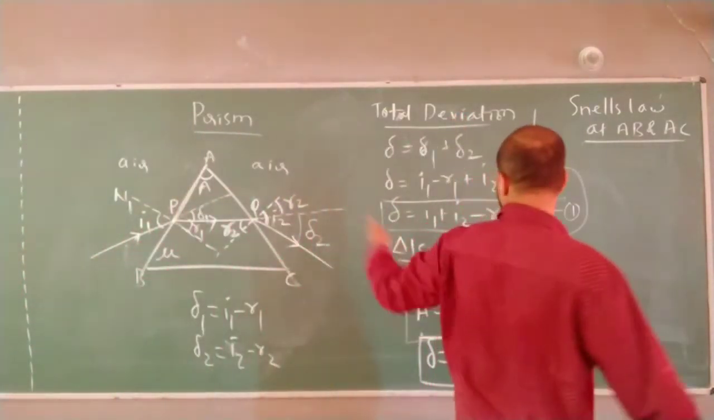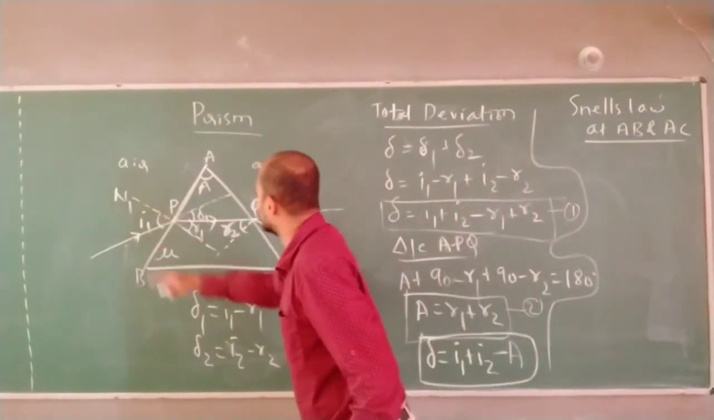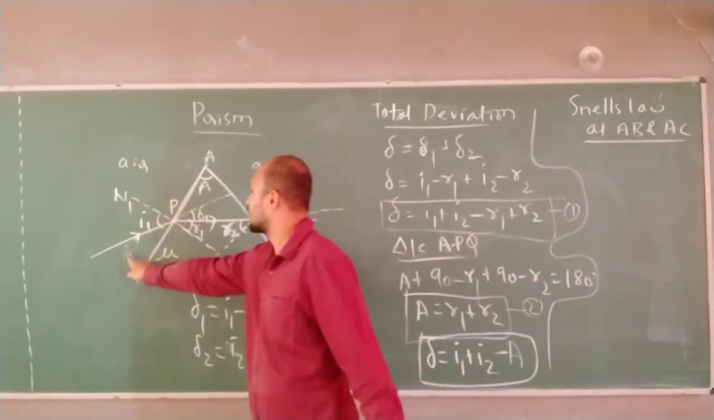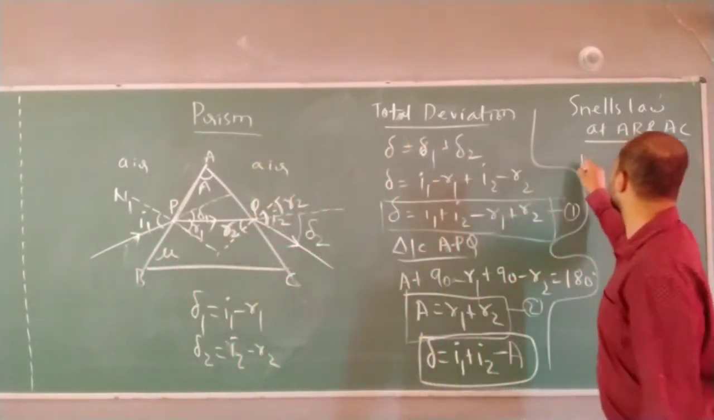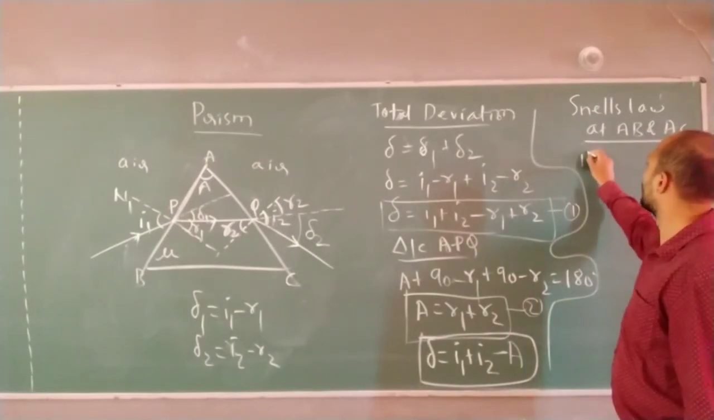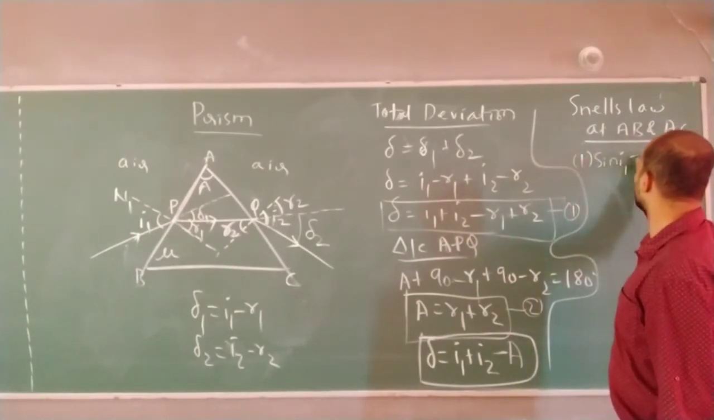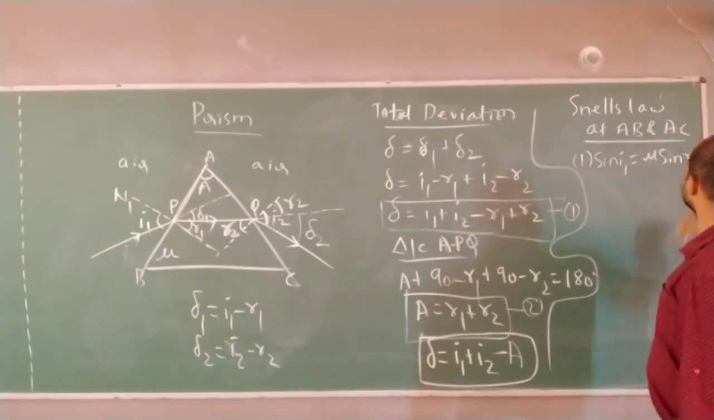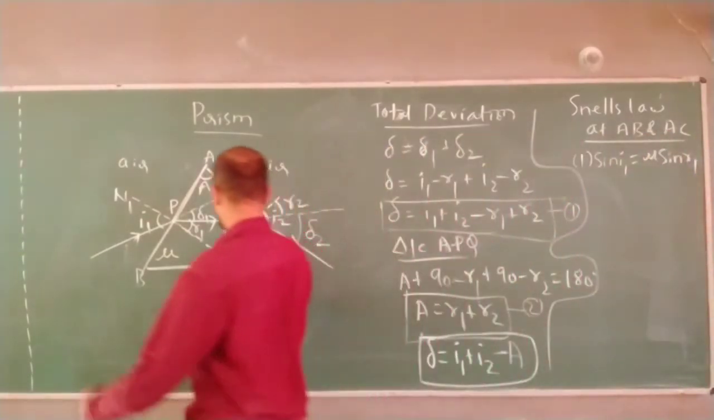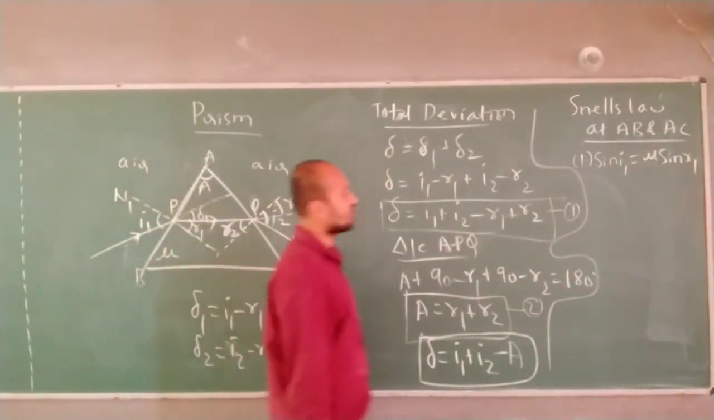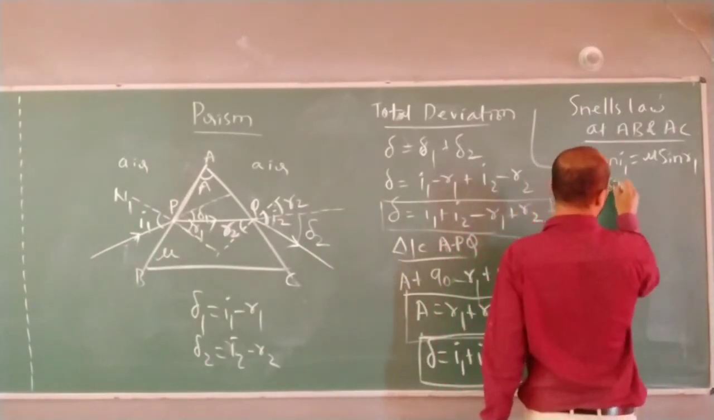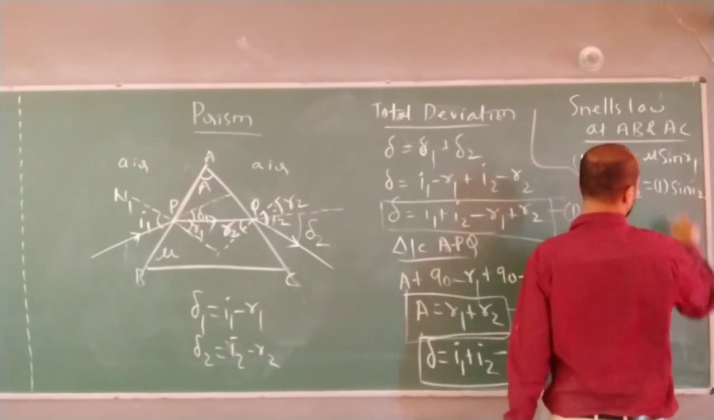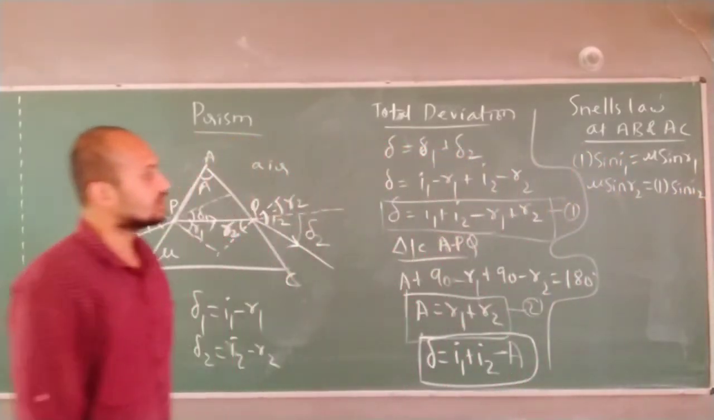I can still apply Snell's law here. From the first surface, this is A. So if I consider this is mu1 and this is mu2, look at it, first medium, second medium. I can write, at the AB surface, 1 into sin I1 will be equal to mu into sin R1. Correct now? Again at the second surface, mu into sin R2 will be equal to 1 into sin I2. Correct now? Yes or no?